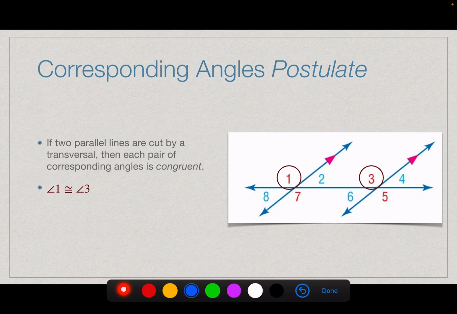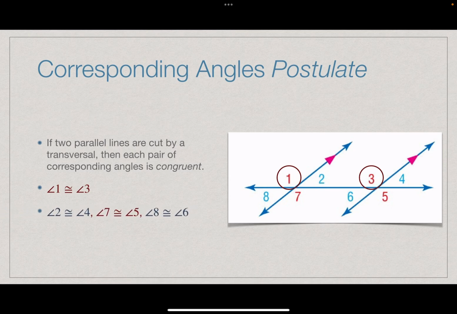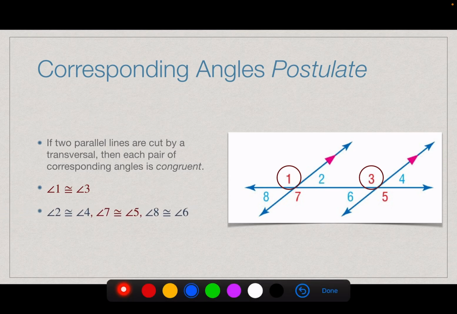Angle 1 is congruent to angle 3. But we can also match the rest of the corresponding angles and tell us that angle 2 is congruent to angle 4, angle 7 is congruent to angle 5, angle 8 is congruent to angle 6. Look at how each of them operate. Corresponding angles means that they are in the same position on different intersections. But in this case, since the lines are parallel, it means that the corresponding angles are the same. They are congruent, and therefore they are equal in measure.